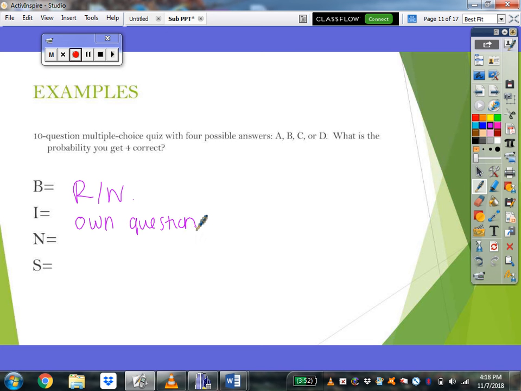Then N, well, how many questions are we asking? We're asking 10 questions on this quiz. And then success for getting it right. Well, if there's 4 choices, what's your chance of getting the correct answer? That would be 1 out of 4, or 25% chance each time of getting the question correct. So we're good to go. We know it's binomial distribution. We can move forward with it.